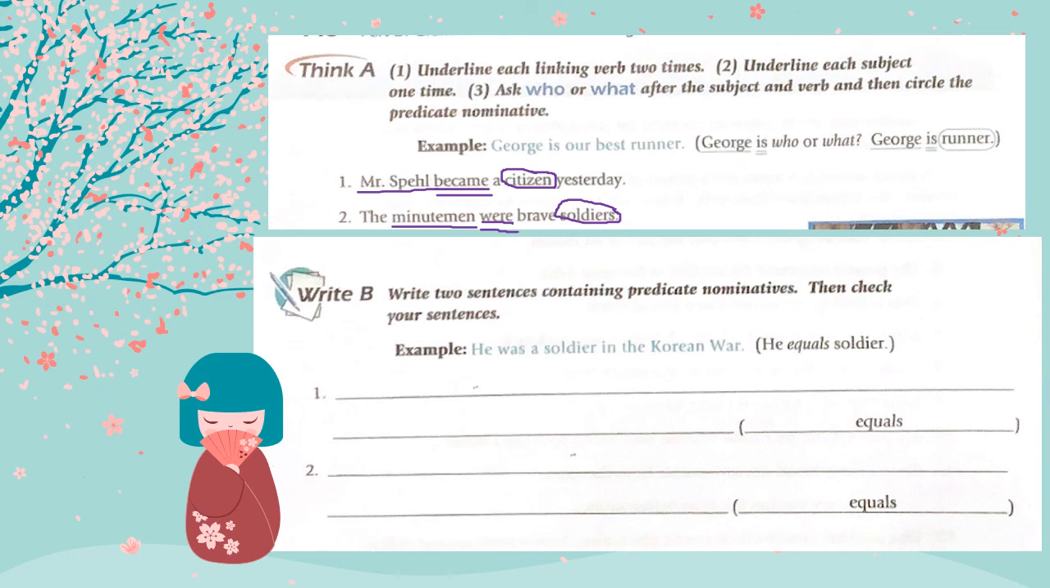Okay, now let's look at write B at the bottom of the page. Write 2 sentences containing predicate nominatives. Then check your sentences. For example, he was a soldier in the Korean War. He equals soldier. Right? Yep, that works. So now it's going to be your turn. Write 2 sentences and then test the subject. Put the subject here. And then put your predicate nominative here to see if it works.